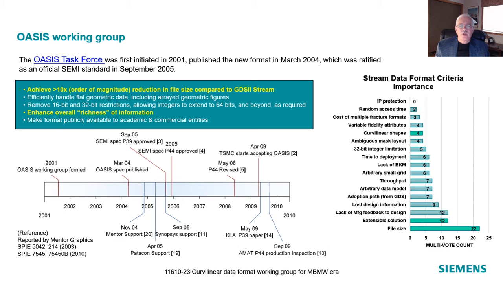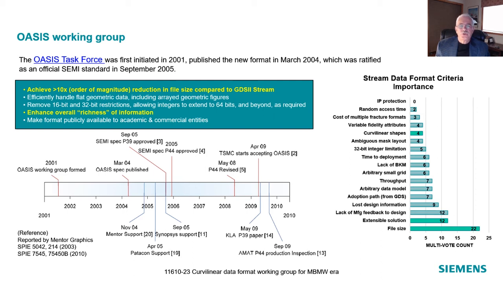The goals of the task force included achieving a better than 10x reduction in file size compared to GDS2 stream, efficiently handling flat geometric data including arrayed geometric figures, removing the 16 and 32-bit restrictions allowing integers to extend to 64 bits and beyond as required, enhancing the overall richness of information contained in the format, and to make the format publicly available to academic and commercial entities. GDS2 was widely used but privately owned.